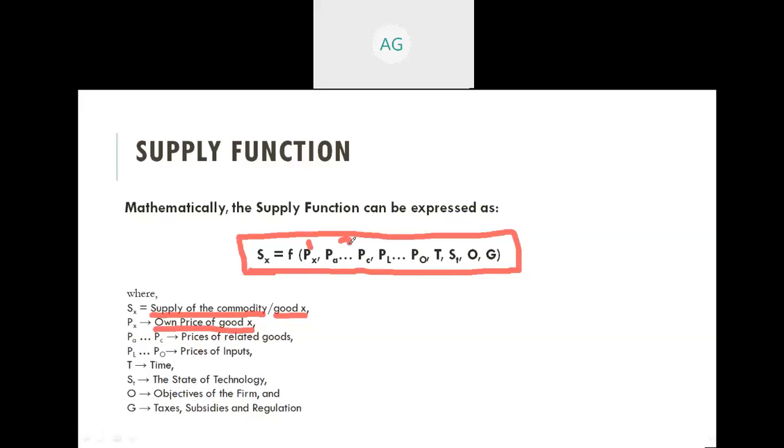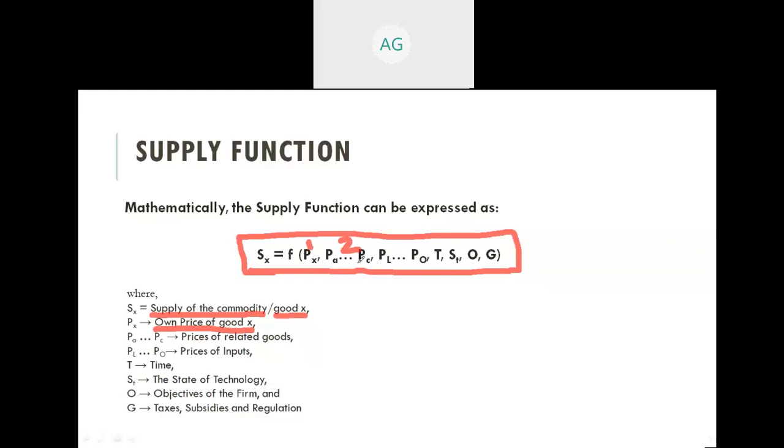Then the second factor is PA subscript PC. Just a minute, some other students are waiting in the lobby, so I'm just allowing them.